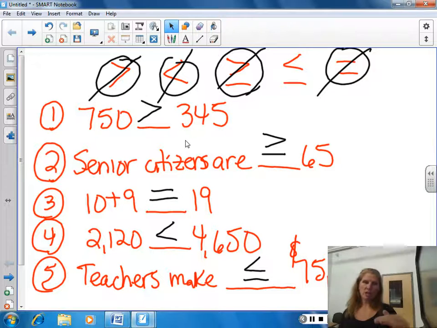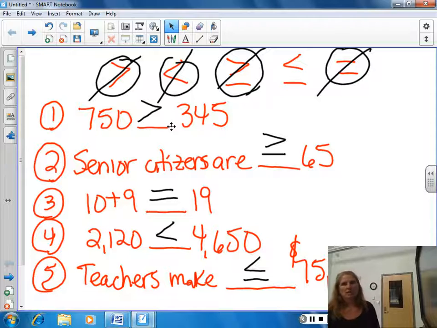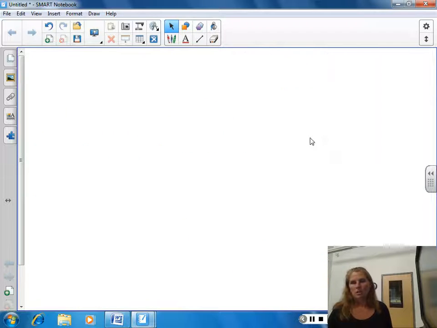Those ones where you have the words, those are the greater than or equal to, or less than or equal to ones that will help you do that. So I just want you to use those symbols so that you get to know them. I've got to hurry on through this.